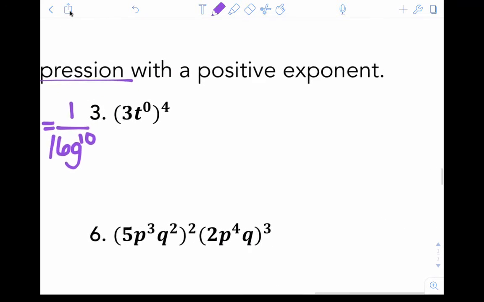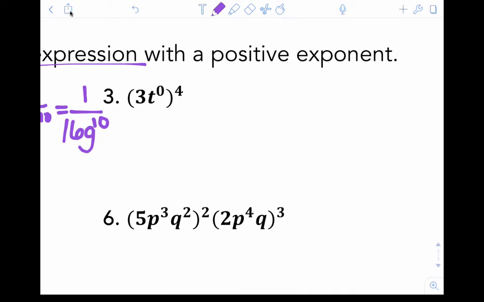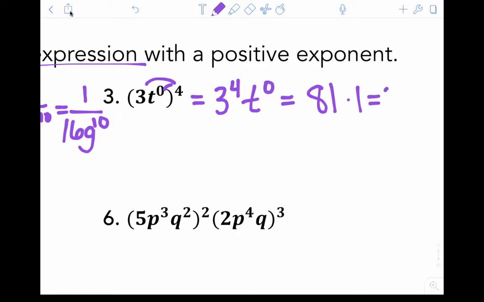All right, I'm going to move on to number 3. I have 3t to the 0 power to the 4th power. So once again, I'm distributing that 4, and I get 3 to the 4th times t to the 0, because 0 times 4 is 0. Well, 3 to the 4th is 81. T to the 0 is 1. And so my final answer is just 81.